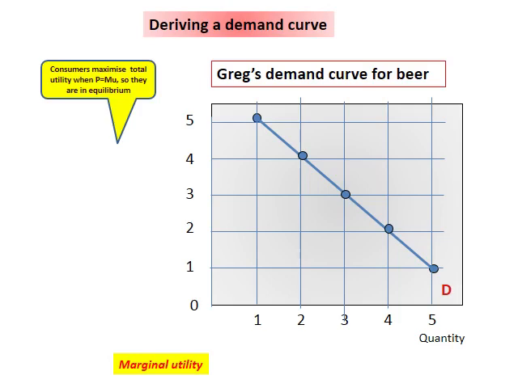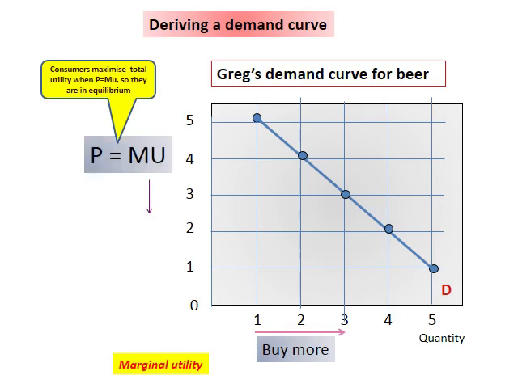And so what we're going to do now is apply the two things that we know, the two concepts. We know if Greg buys more beer, and Greg knows if he buys more beer, what will happen? He knows that his marginal utility will decrease. How does he know that? Because it's a law. It always happens. The law of diminishing marginal utility says, as you buy more of a good, your marginal utility will always decrease.